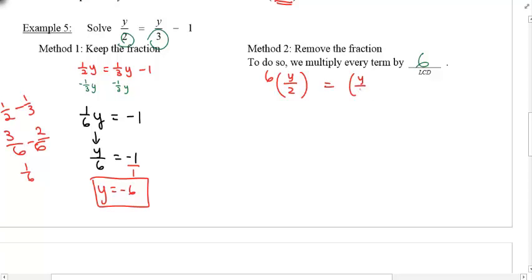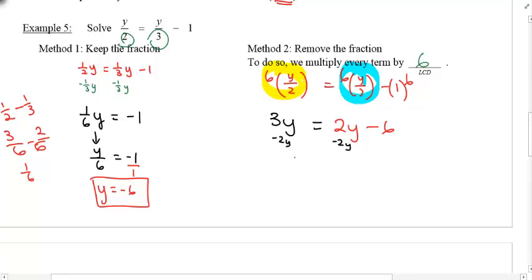I'm going to take y over 3, multiply that by 6. Take 1, multiply that by 6. So, dealing with this part here, 6 times y divided by 2. 6 divided by 2 is just 3, so we have now 3y. Dealing with the next one, 6 times y is 6y, divided by 3, that's 2y. And then 1 times 6, of course, is just 6. So 3y equals 2y minus 6. Once again, now isolating the variable, let's subtract 2y off both sides, and you just get y equals -6.